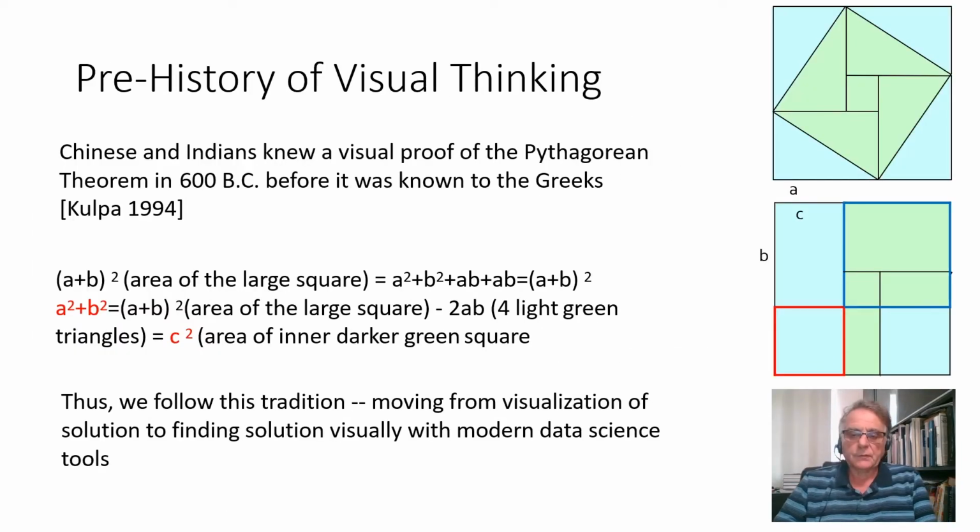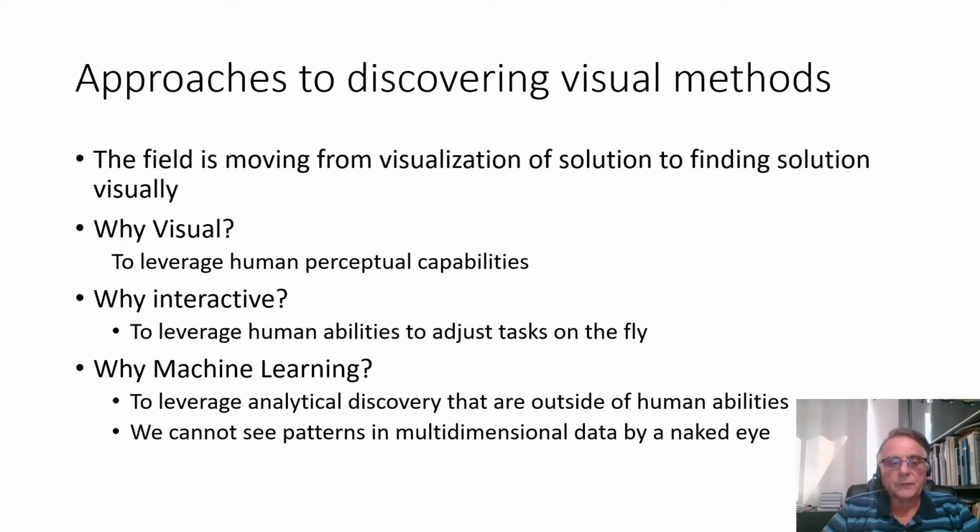The picture on the right shows the Indian proof of the Pythagorean theorem with one single word: "See." And if we try to reproduce the proof in modern notation, you can see that it requires some algebraic operations and some extra drawing to make it very clear in modern terms. So this demonstrates the power of visual thinking a long time ago. The field is moving from visualization of solutions to finding solutions visually.